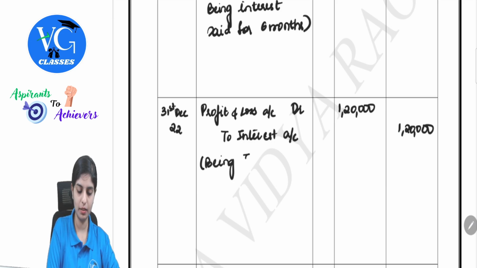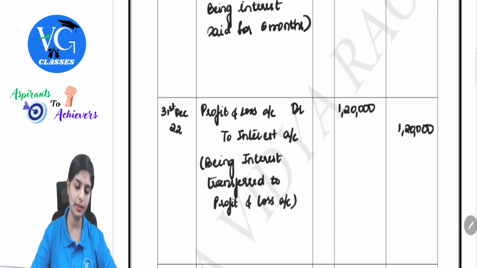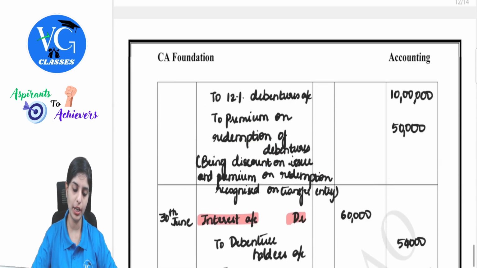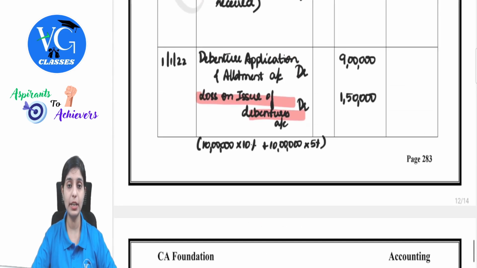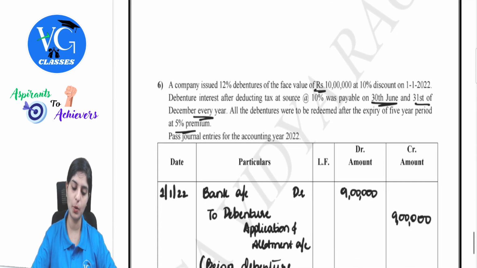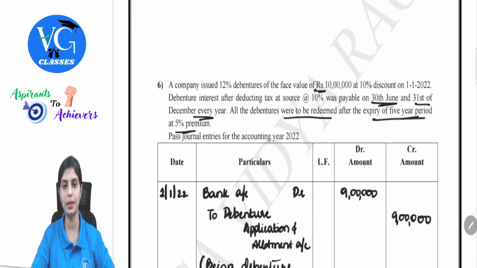Being interest transferred to profit and loss account. Clear? This was about interest. Next, there was one more account, which is loss on issue of debentures. Same treatment as we understood. See here, if we refer back, the question specifies that all debentures were to be redeemed after the expiry of 5-year period. That means we will do it as per straight line method.